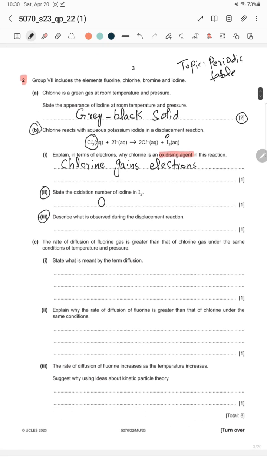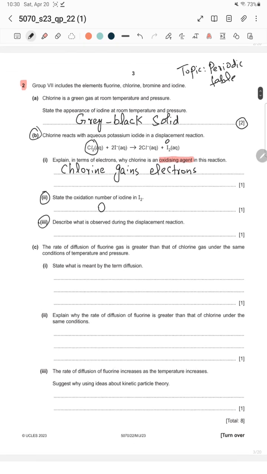Moving on to the third part, describe what is observed during the displacement reaction. So dear students, whenever you see this word observation or observed, it means examiner is asking about the color change or increase or decrease in mass or the formation of bubbles or fizzing or effervescence. So what you can observe is the color change or formation of bubbles. So what you see in this reaction, you will see iodine in aqueous solution. So as I already have told you, iodine in aqueous solution, it has which color? It has brown color. So here what we will observe, brown color.